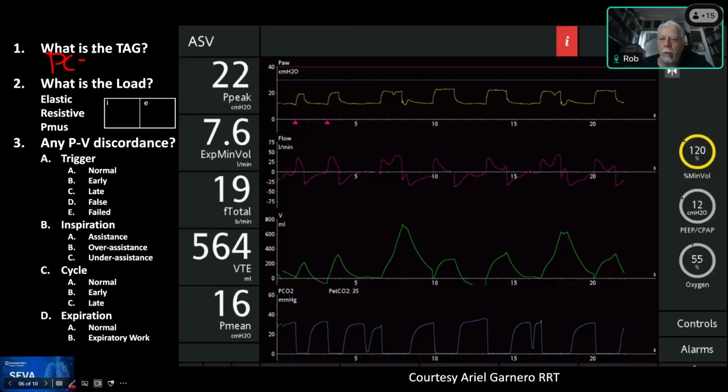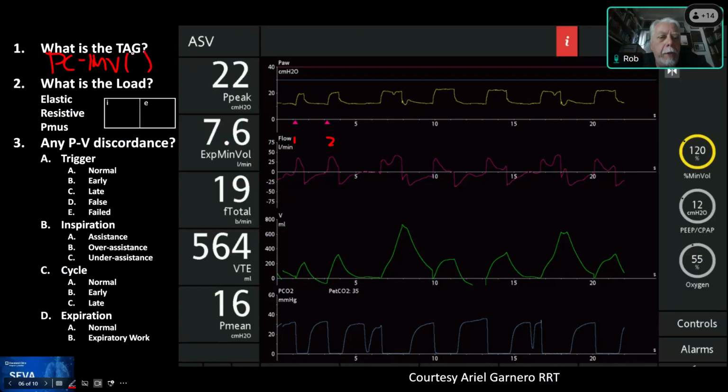Ariel has pointed out that he sees, and Sherry sees that this is IMV because we see both spontaneous and mandatory breaths. Yeah, so we have breaths 1 and 2 that are spontaneous, and then the subsequent ones are mandatory. So this is IMV. And then if we look up what the tag for ASV is, what kind of IMV is this?